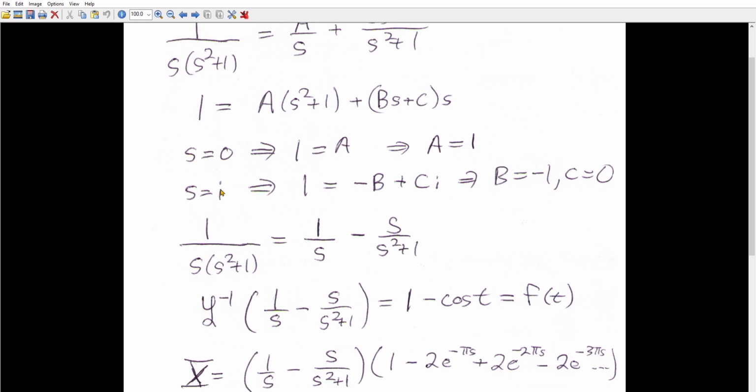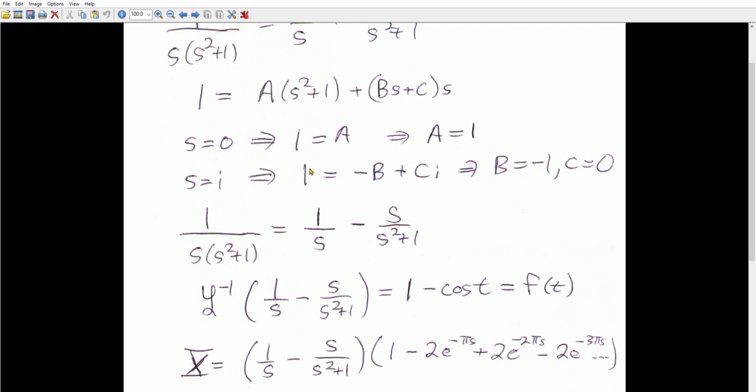Now, when you put in s equals i, this term dies off, and this becomes (Bi plus C) times i, which is just going to give us minus B plus Ci on this side. That has to equal 1. And we're thinking about 1 as 1 plus 0i, so the real part 1 is minus B. So B ends up being minus 1. And the imaginary part here is 0i, which is Ci, so C is 0.